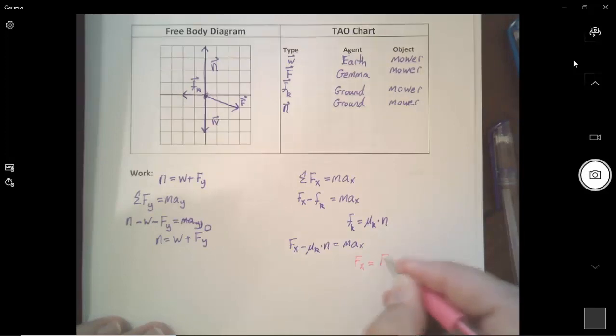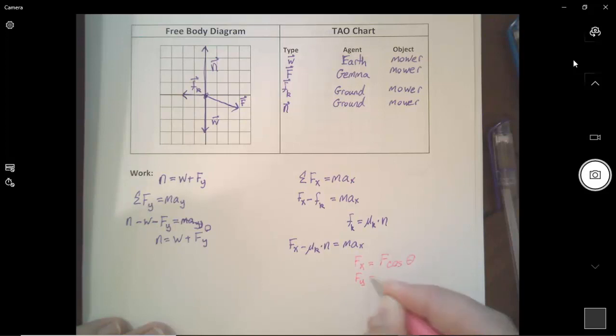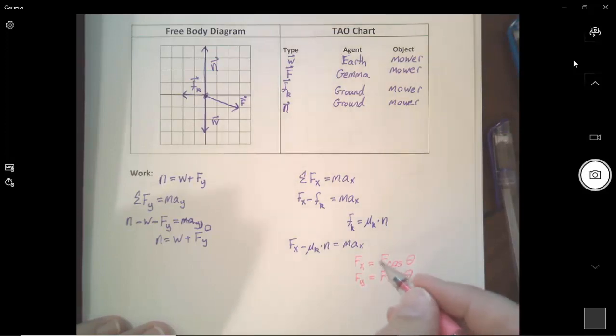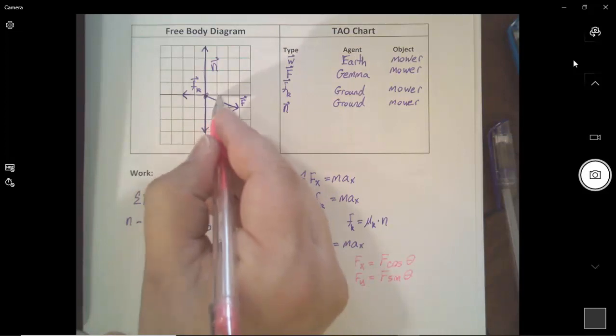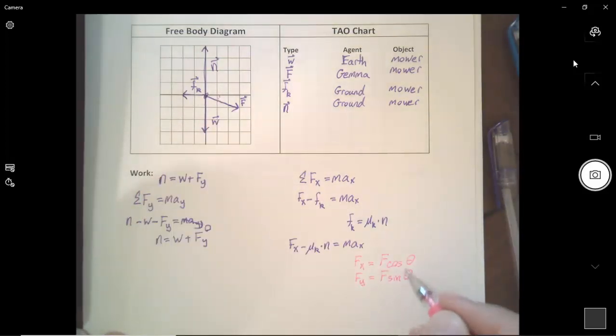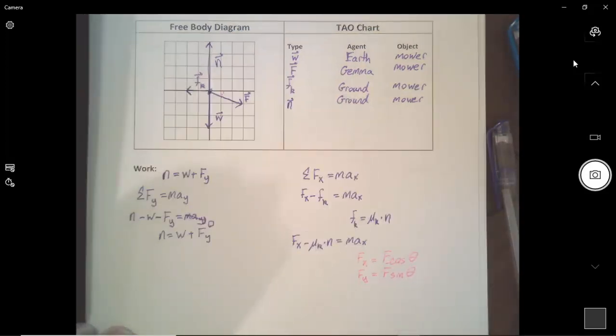Remember that Fx is going to be equal to F times cosine theta, and Fy is equal to F sine theta. Even though F is pointing downward, we're not going to put a negative in front of F sine theta in our solution for Fy, because over in our equation we already have that minus sign. We're not going to put in an extra minus sign. Theta is going to be equal to our 25 degrees, but we're not going to plug it in yet because we want to solve everything algebraically.